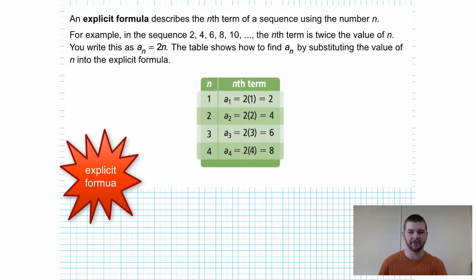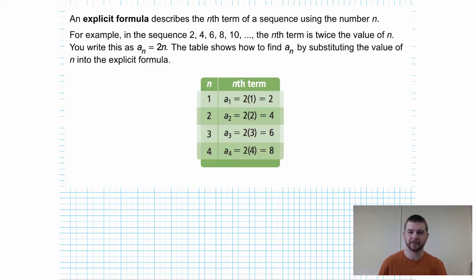An explicit formula describes the nth term of a sequence using the number n. For example, in the sequence 2, 4, 6, 8, 10, and so on, the nth term is twice the value of n. You write this as a sub n equals 2 times n.